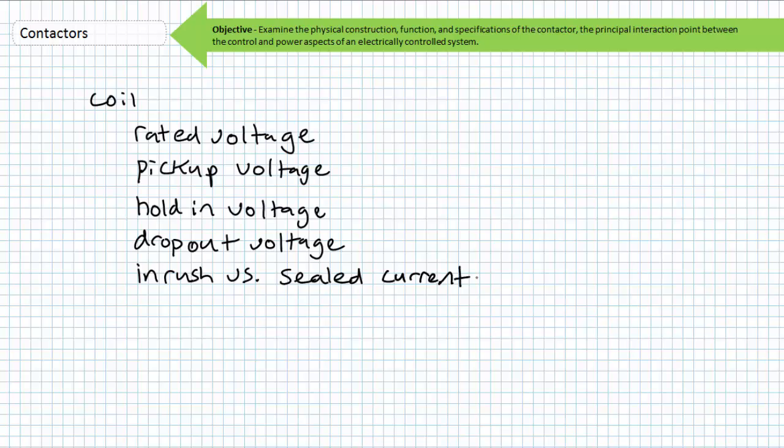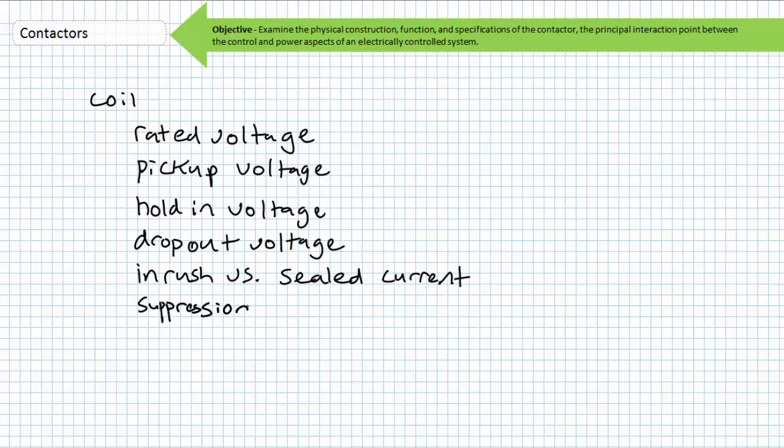Additionally, since AC is characterized by a zero crossing, coils designed to be operated on AC include something known as a shading ring or a shading coil. These devices are inductively coupled to the main coil such that its resultant magnetic field is out of phase with the main coil. This ensures the plunger stays actuated and limits any audible hum.